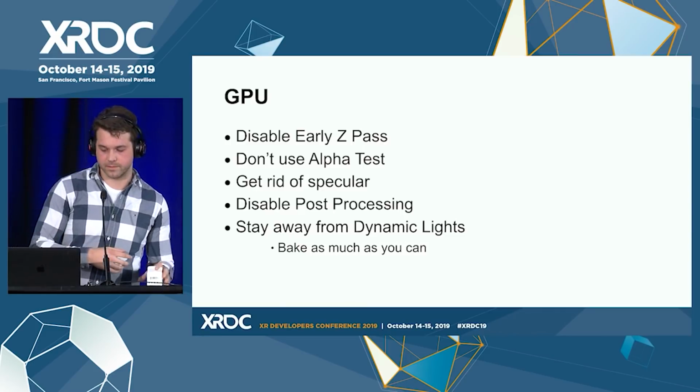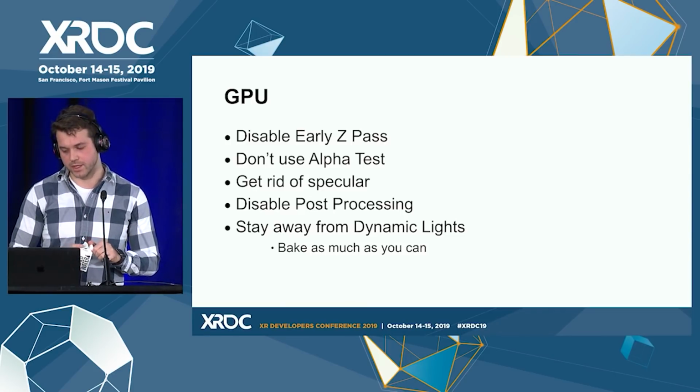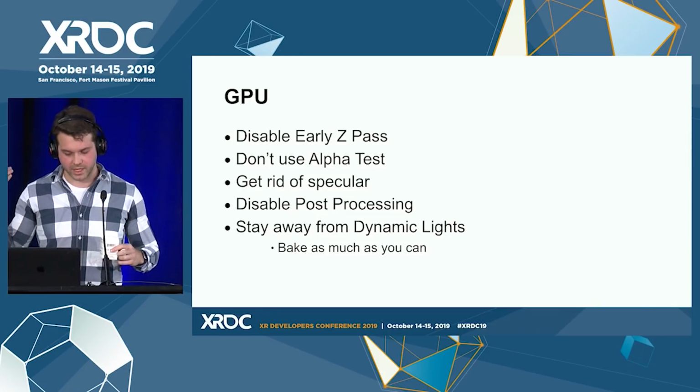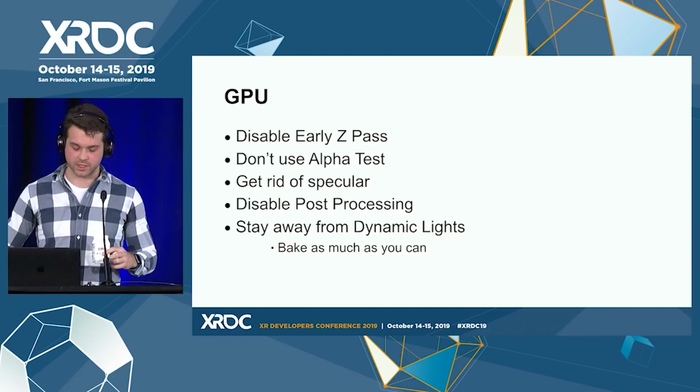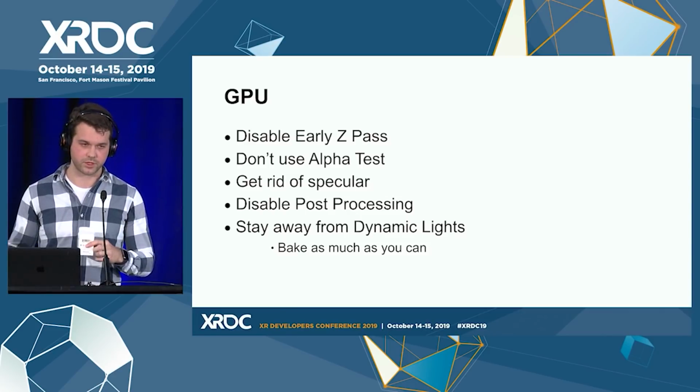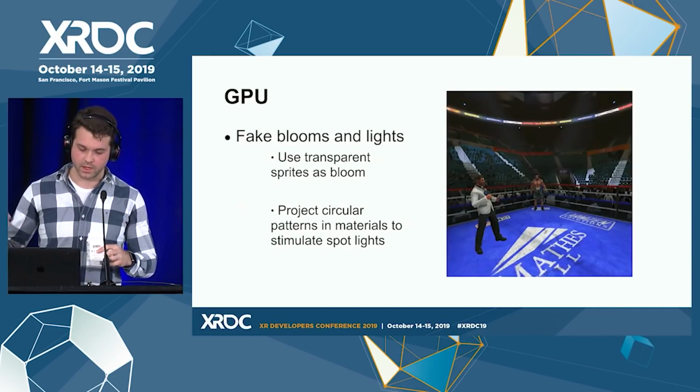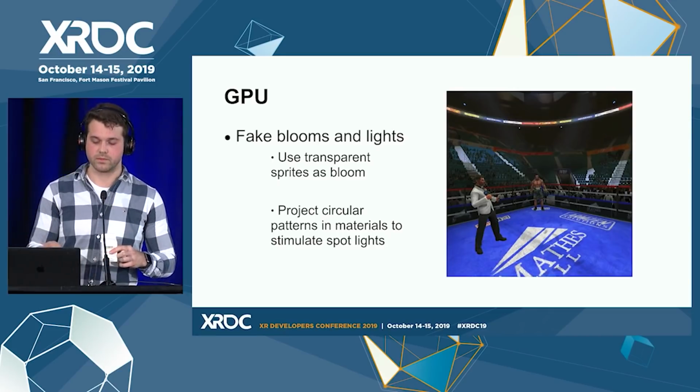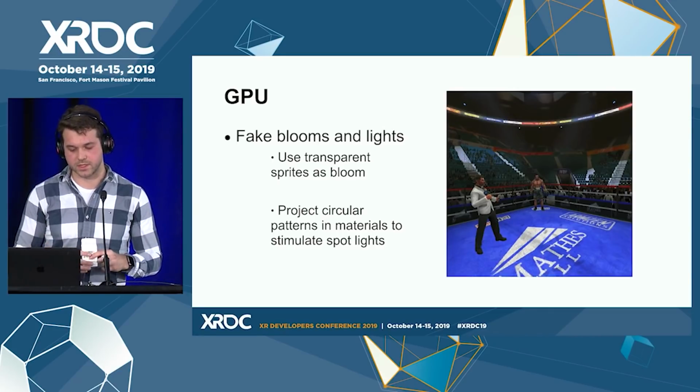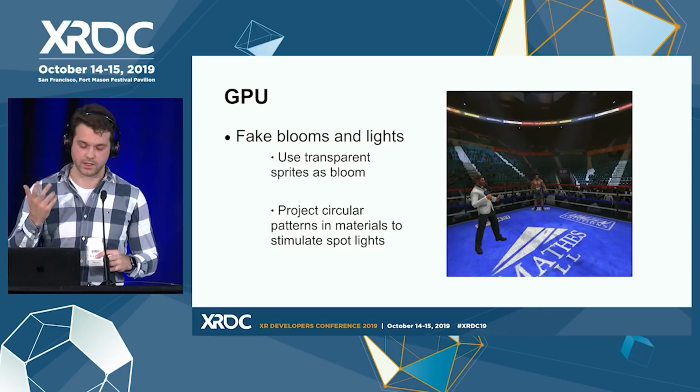And also stay away from dynamic lights. Bake as much as you can. It's kind of obvious, I guess. But we actually faked lighting on a per-shader, per-object basis where we needed. So, speaking of faking post-processing, bloom and dynamic lights.